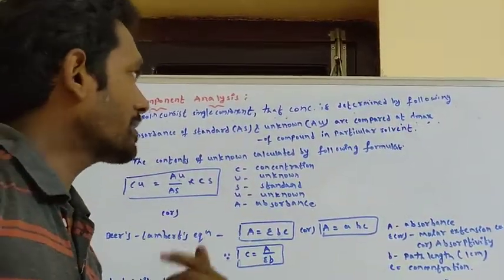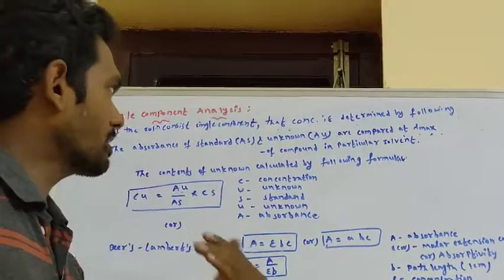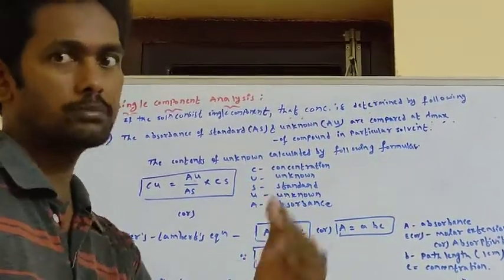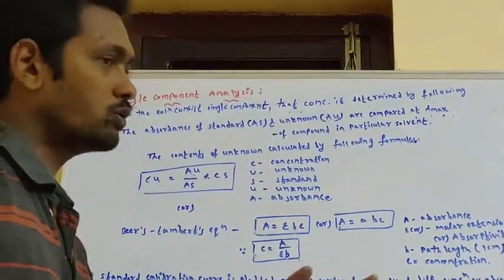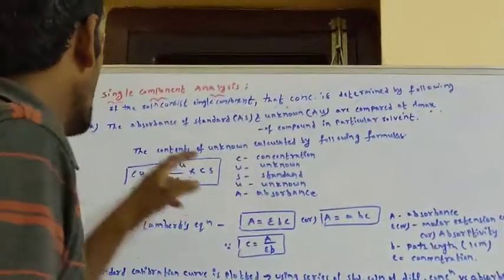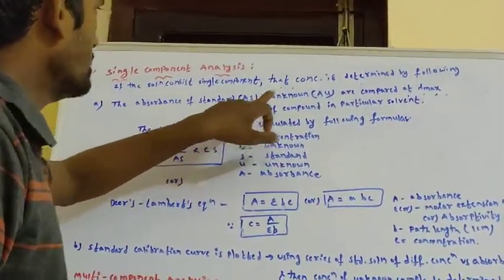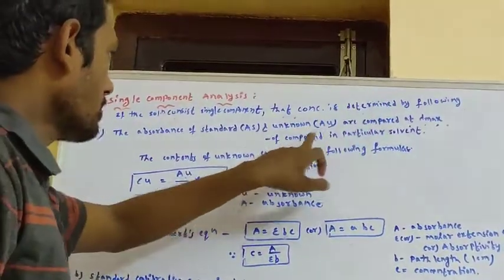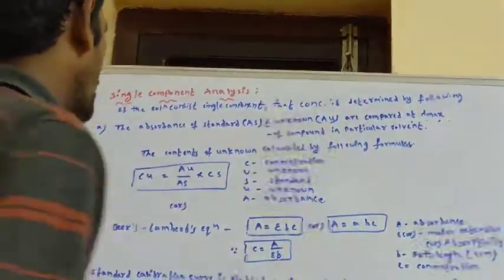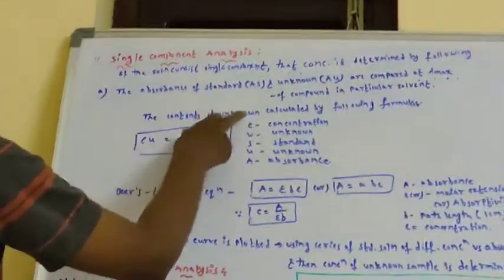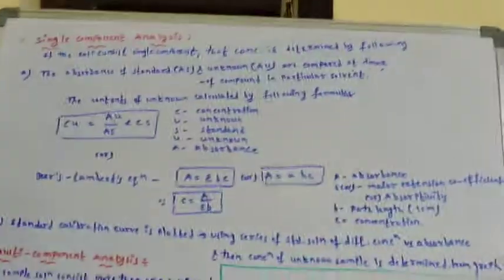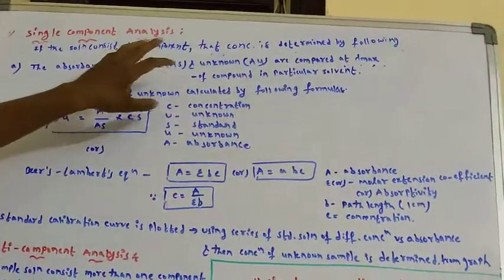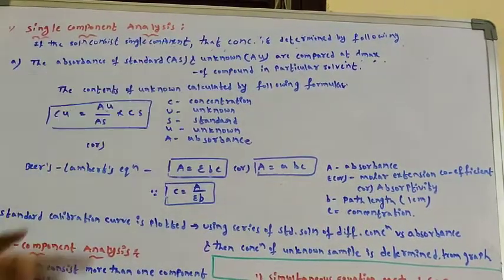We know that in a particular solvent, the same compound will show the same absorbance and the same lambda max. The absorbance of standard AS and the absorbance of unknown AU are compared at lambda max of the compound in a particular solvent. After comparing, the content of unknown is calculated by the following formula.